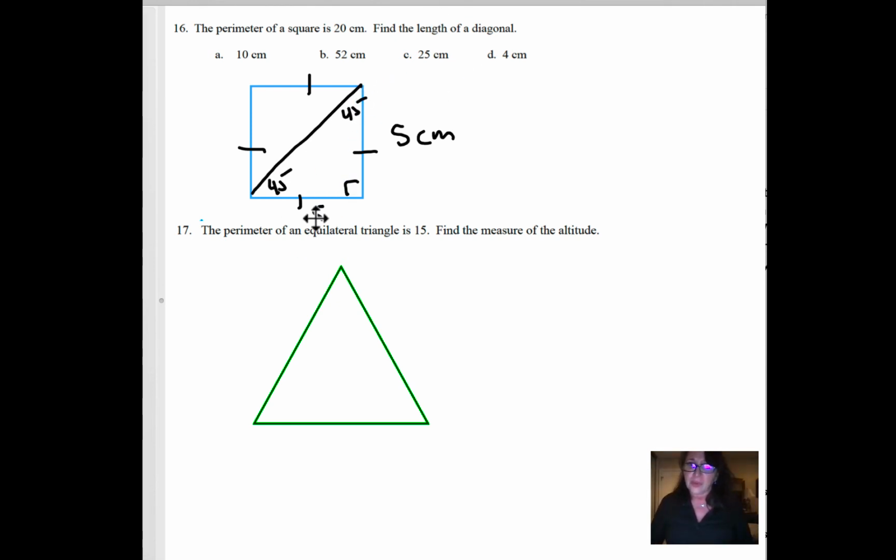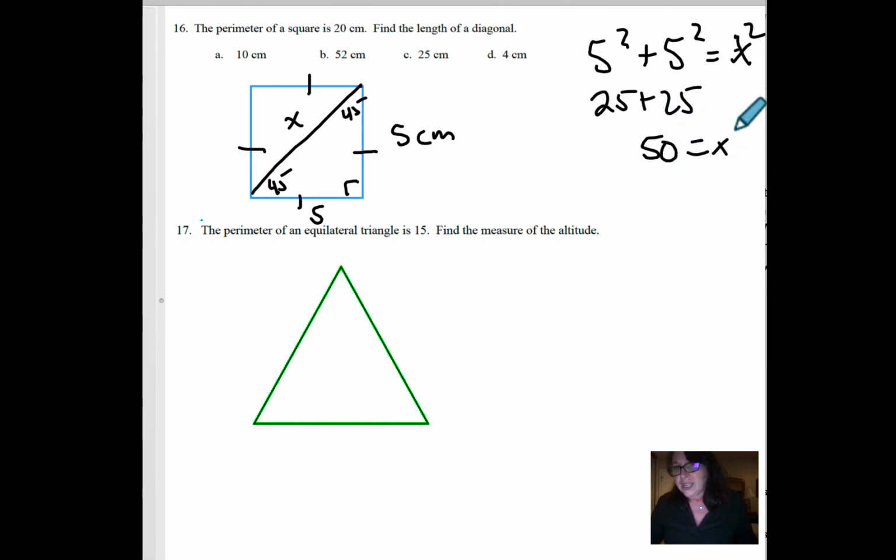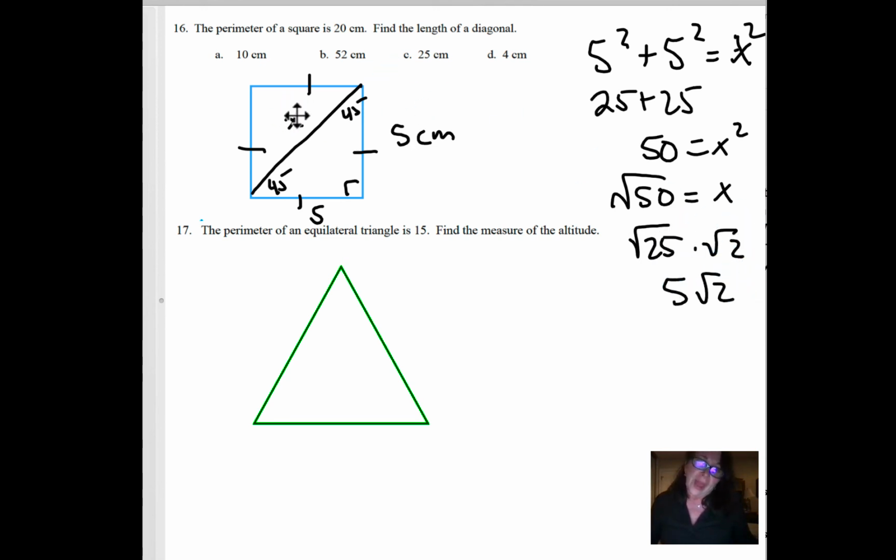And yes, in order to find this diagonal, which I called x, you can use the Pythagorean Theorem, which is 5 squared plus 5 squared is equal to x squared. So I've got 25 plus 25, which is 50, is equal to x squared. So x is equal to the square root of 50. And so in doing that, I know that that's going to be root 25 times root 2, which is 5 root 2. So I know that this value here is 5 root 2.